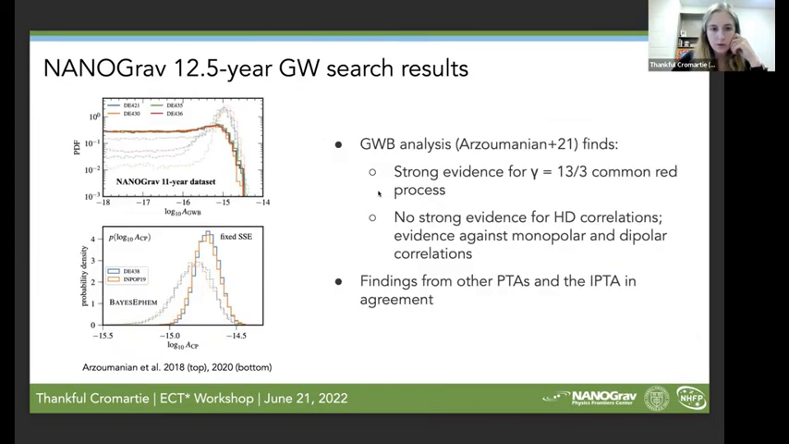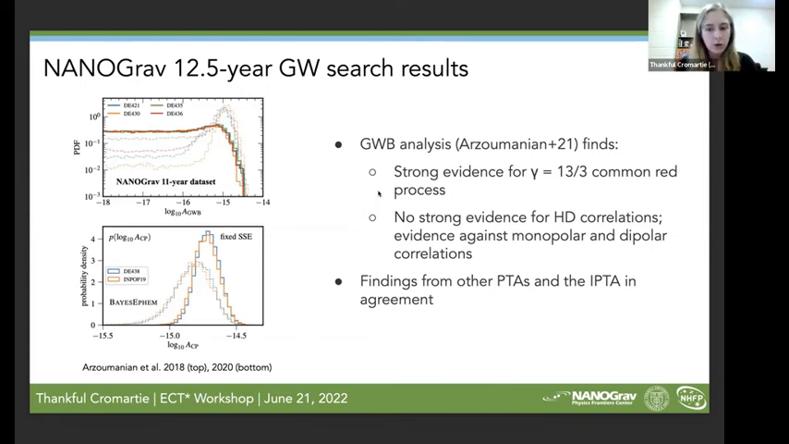Okay, so really quickly, it's exciting for NANOGrav right now because the 12.5-year data set resulted in the measurement of a common red noise process in all of our pulsars, consistent with this spectrum that's predicted for supermassive binary black holes.